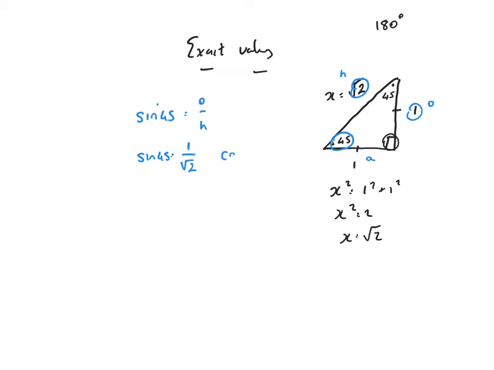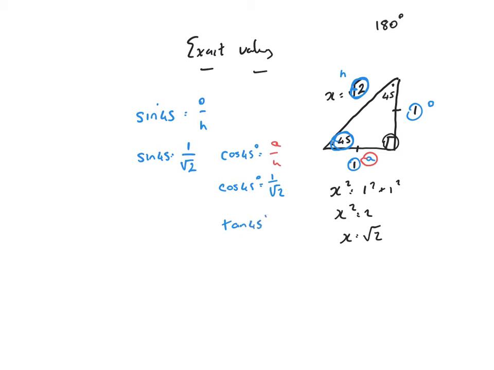Let's now try cos 45. Well, remember for SOHCAHTOA, it's SOHCAH. So cos is adjacent over hypotenuse, so cos 45 will be equal to the adjacent over the hypotenuse. So what's the adjacent? Adjacent's 1. What's the hypotenuse? Well, it's root 2 again, 1 over root 2. Okay, so now I've got sine 45 equals 1 over root 2 and cos 45 equals 1 over root 2.